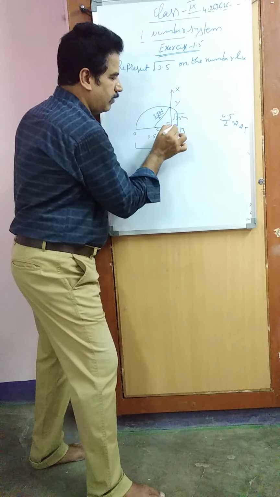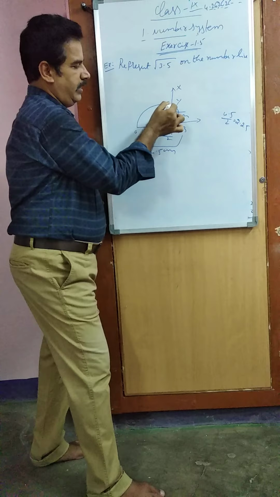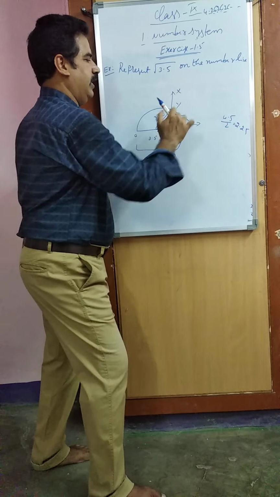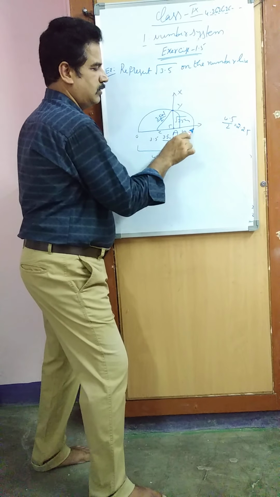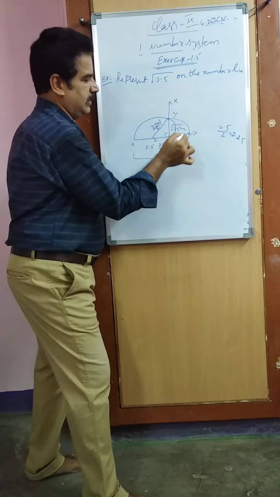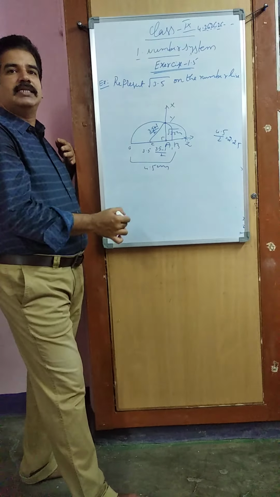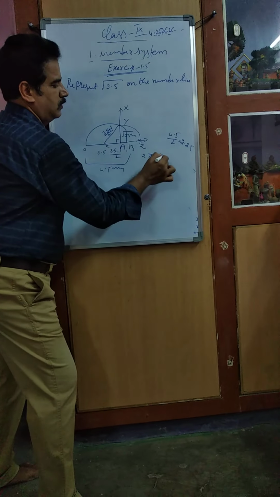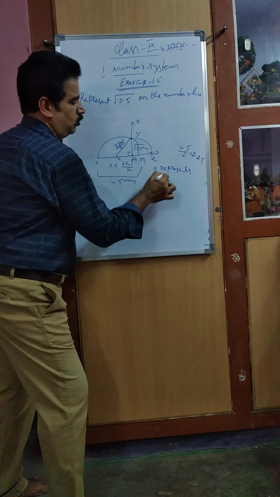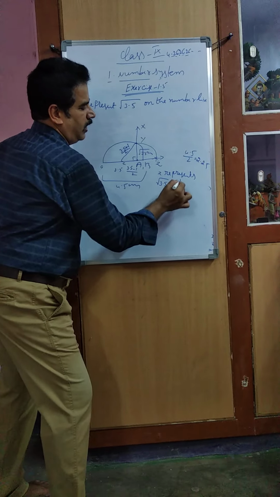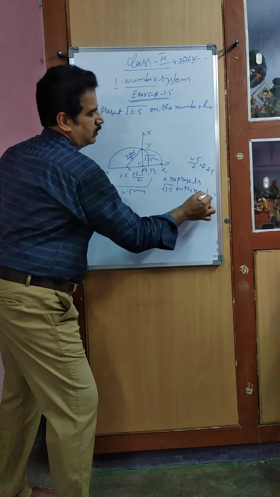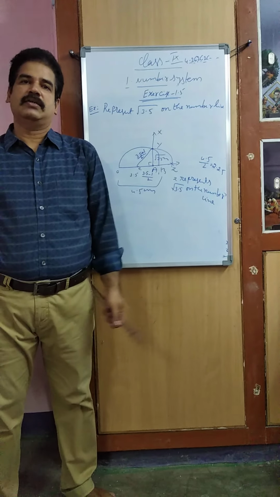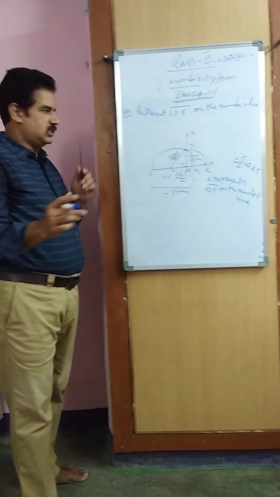And now you extend your number line. This is a ray, extend. Take AY radius. AY radius is root 3.5. With AY radius, you draw an arc. This represents Z. Z represents root 3.5 on the number line. Understand?